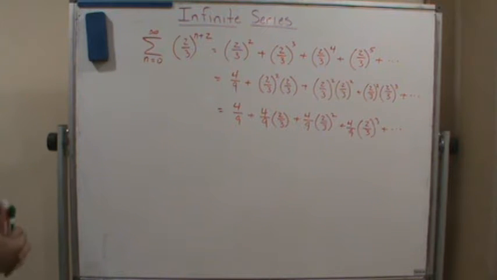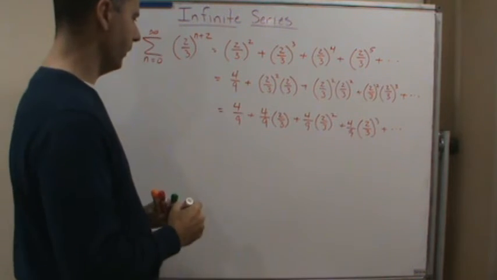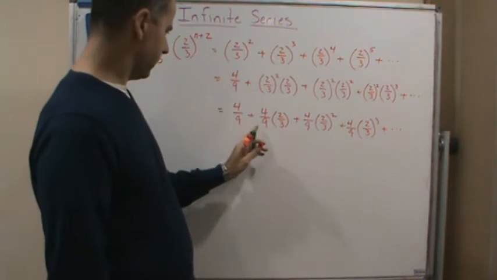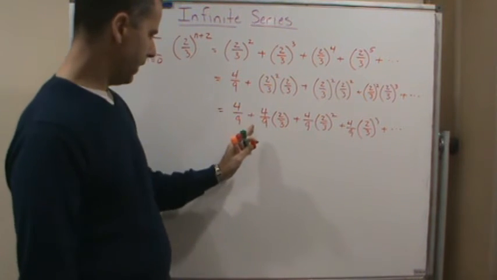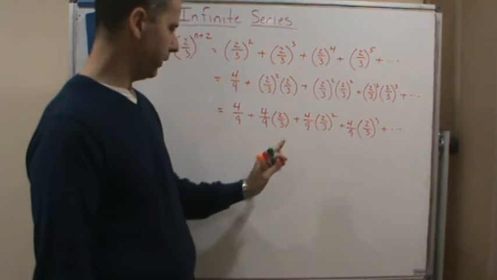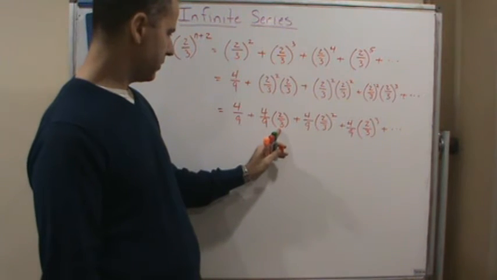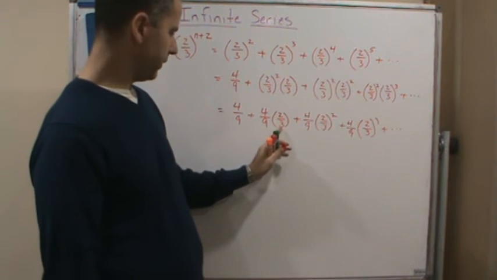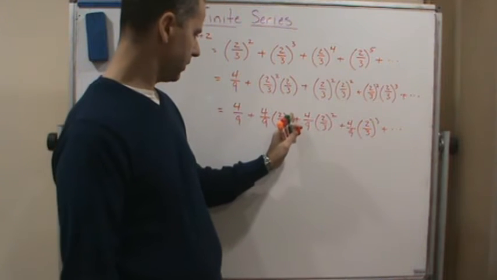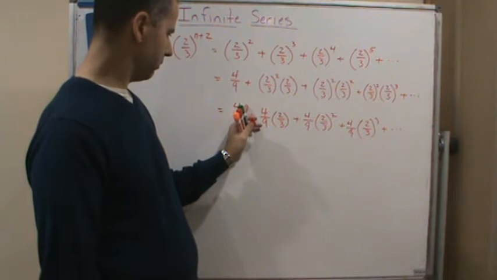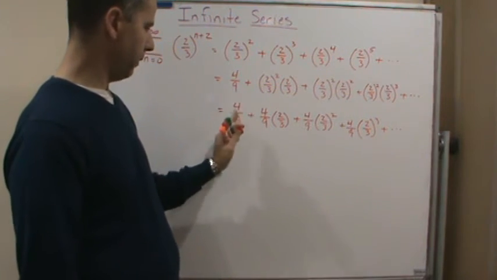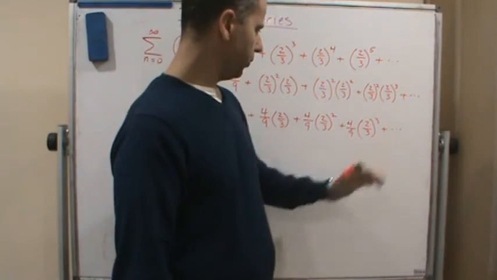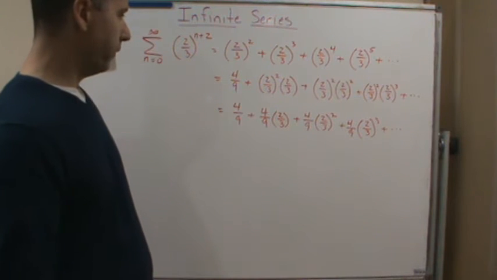Okay. Now, what does this look like? Well, the first term is 4/9, and then I've got that common factor of 4/9, and then I've got this ratio that starts at 0, and then 1, because I could put 2/3 to the 0 power here, and then all the way to infinity.